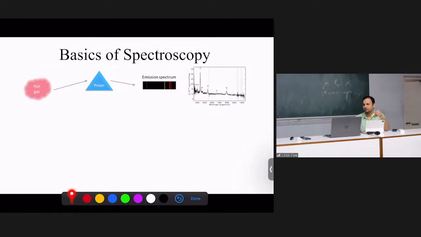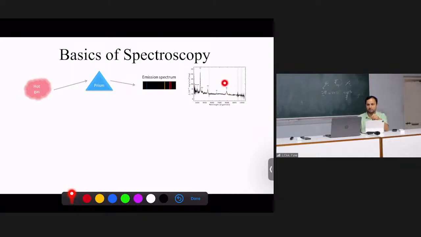Hot gas means the gas will have some ions, atoms, molecules, etc. Mostly it will be ions, and the gas will be hot. So these ions will be emitting at certain frequencies. This is the emission spectrum. Understood? This is what we see, and when we plot it on a flux versus wavelength scale, this is what we see. Here you are seeing the emission features, these are emission lines.